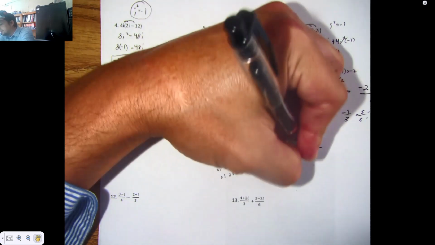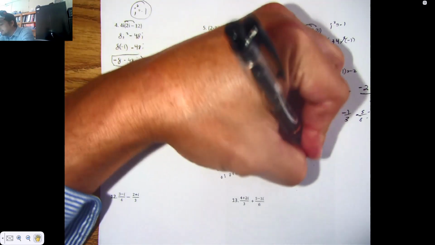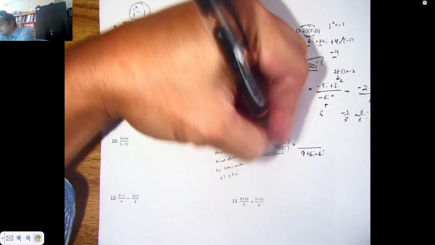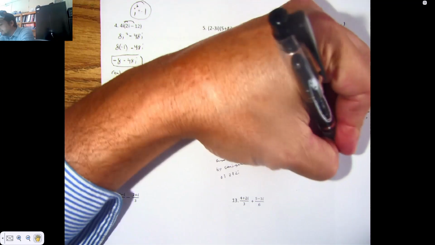3 times 3 is 9. Then you'll have a plus 6i. Then you'll have a minus 6i. Those always cancel out. And then you're going to have minus 4i squared.